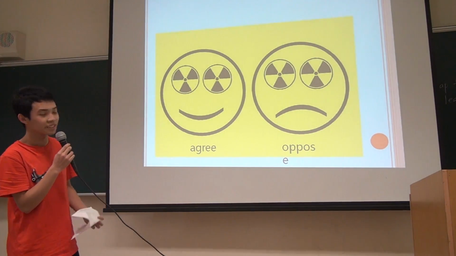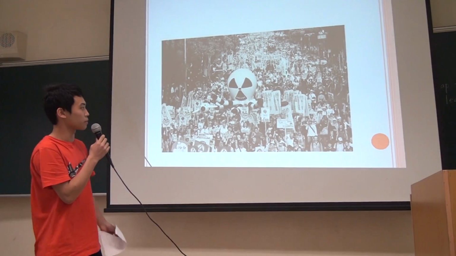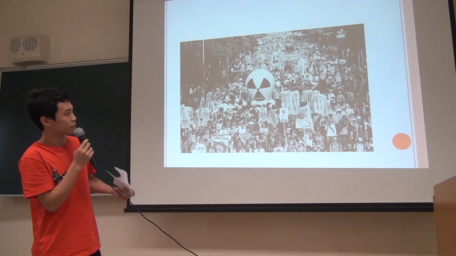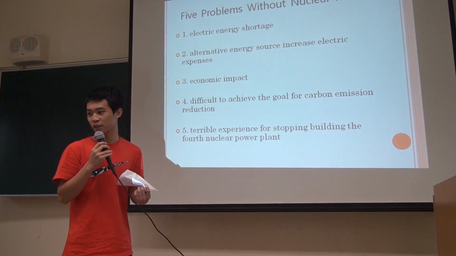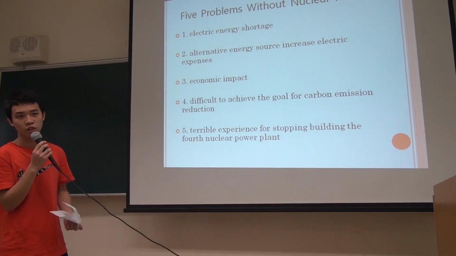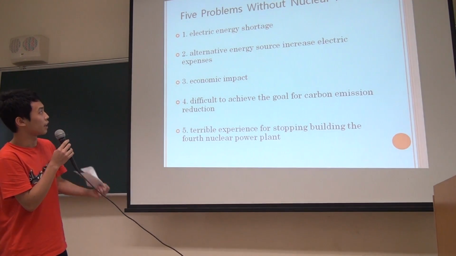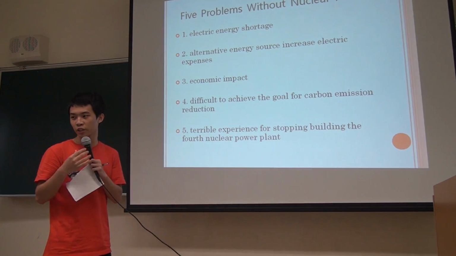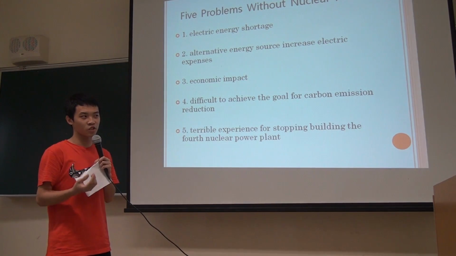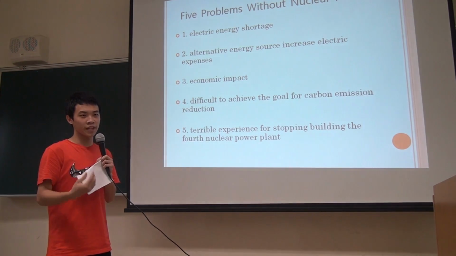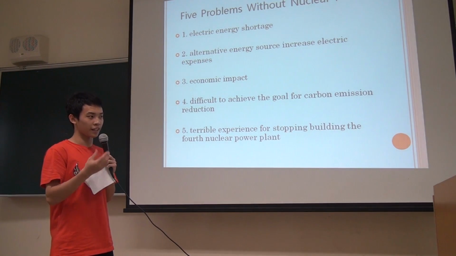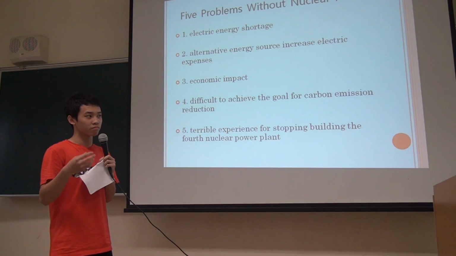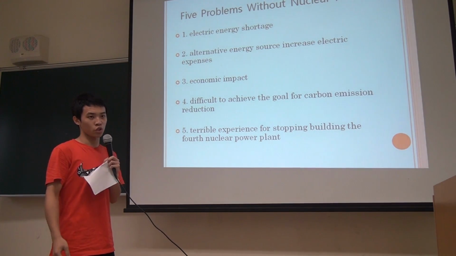Okay, next page. And this is a demonstration for opposed to nuclear power. Okay, next page. But if we don't have nuclear power, there are 5 problems. And the first problem is electric energy shortage, because we don't have one more nuclear power plant, and we don't have enough energy. And because Taiwan is an island, we can't borrow energy from other countries.